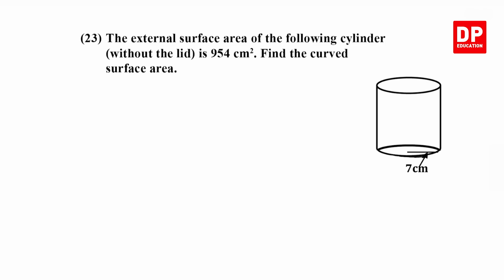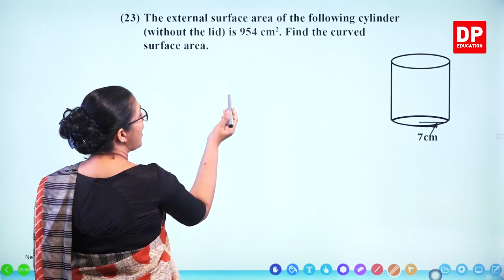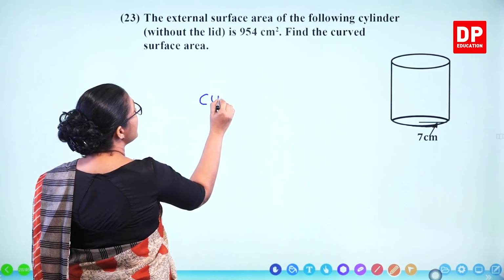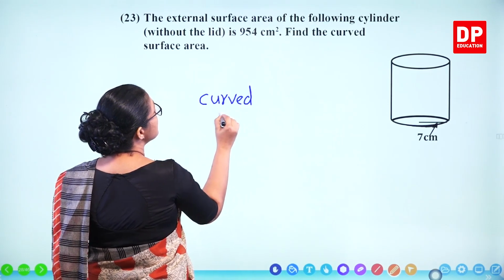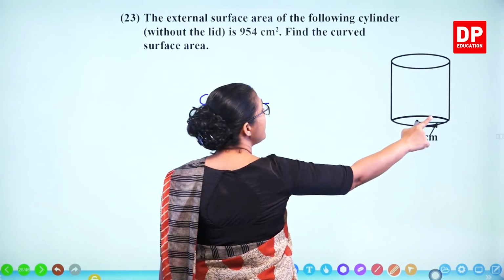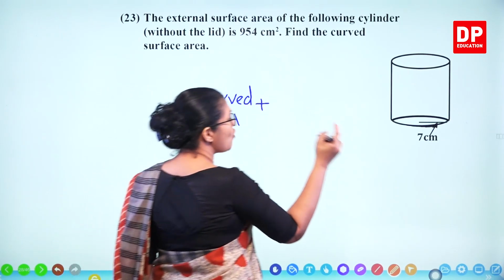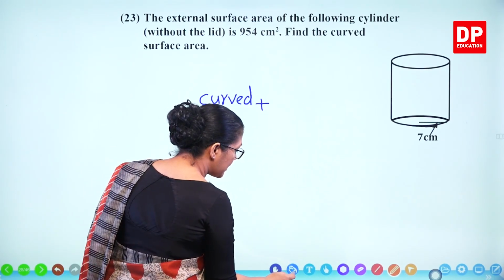Question number 23. The external surface area of the following cylinder without the lid is 954 square centimeters. Find the curved surface area. So curved surface area is 2 pi RH. So we can write curved surface area plus area of the circle, one circle, because the lid is not there. So you get only this part.